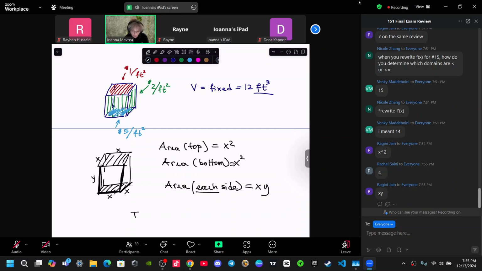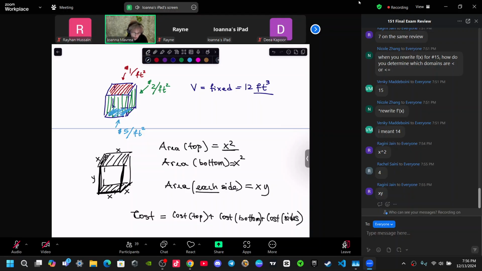So the total cost function will be the cost for the top plus cost for the bottom plus cost for the sides. The area of the top is x squared. So x squared could be 13 square feet, x squared could be 12 square feet. I don't know what x squared is, but it's a number in square feet units.